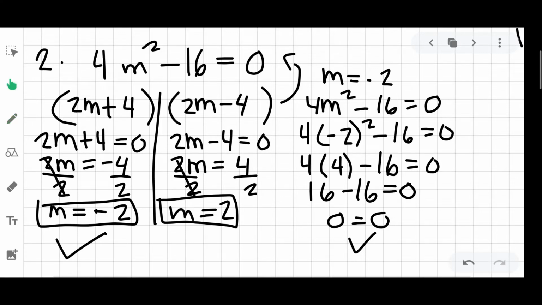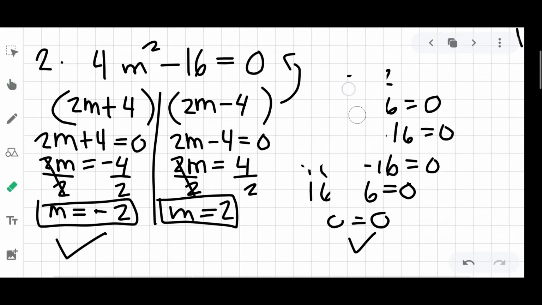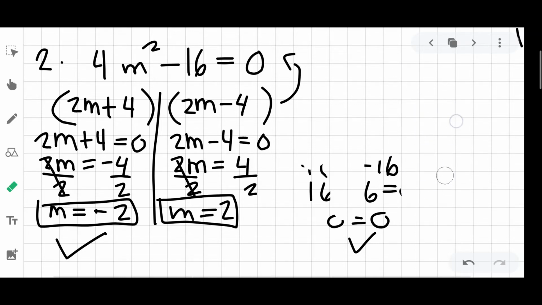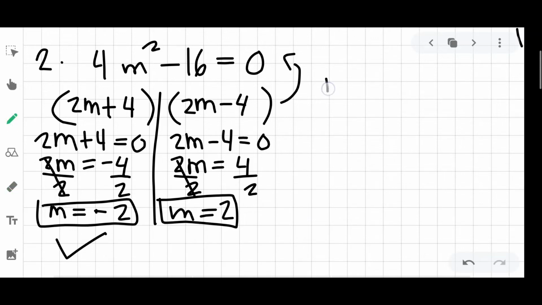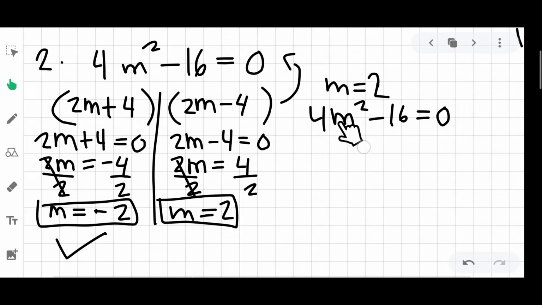Yung first solution natin. To check if our second solution is correct, gawin lang natin yung same process. Buburahin ko lang to. Then, copy m equals 2. Copy the original equation: 4m squared minus 16 equals 0. Substitute natin yung value ng m as 2. Palitan natin.